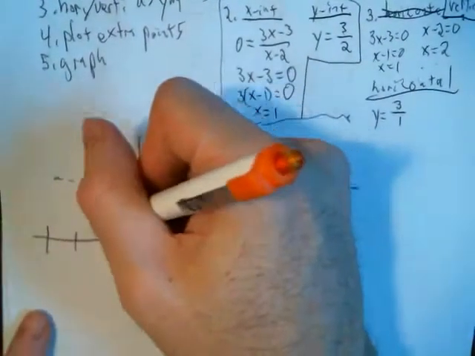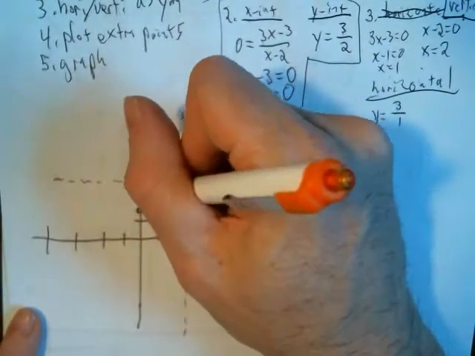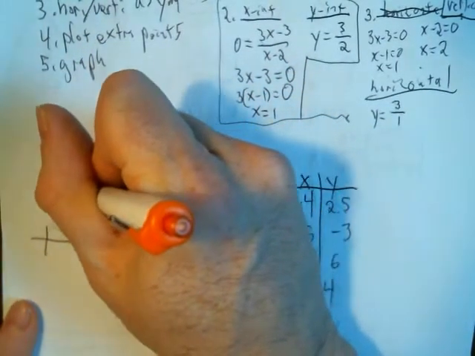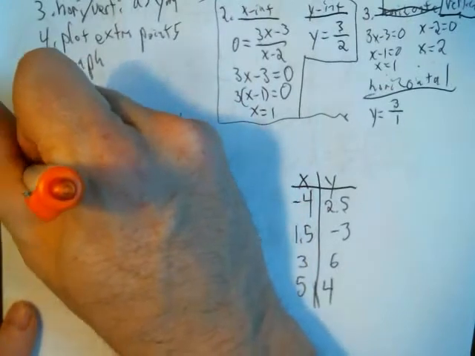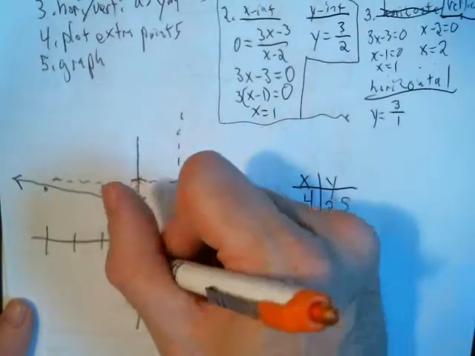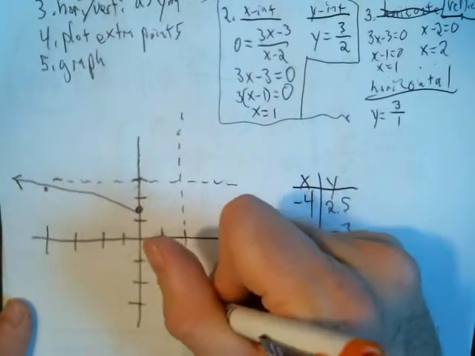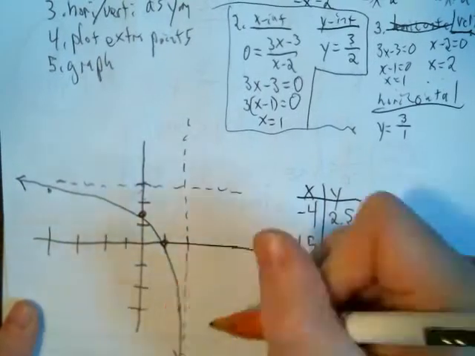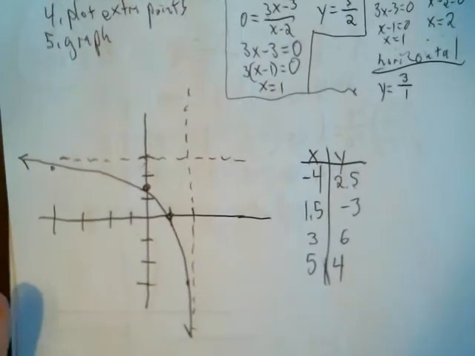Okay. So at -4, I have 2.5, 1, 2.5. And it's kind of going to have that be what I expect. So the y values get super close to 3 in that direction. And then at 1.5, it's -3. Okay, so in this direction, it seems to be going to -infinity as we approach the asymptote.